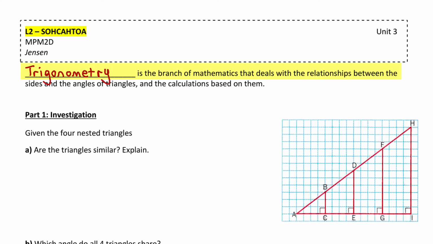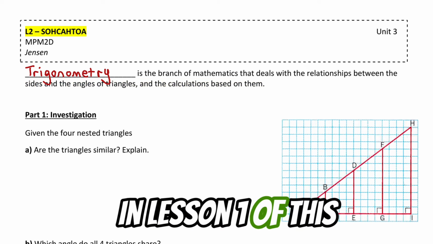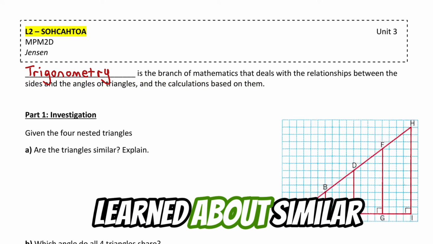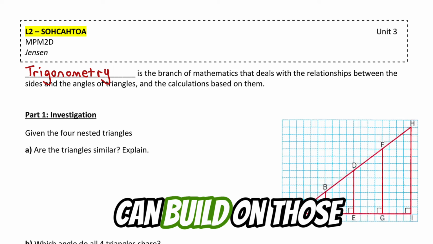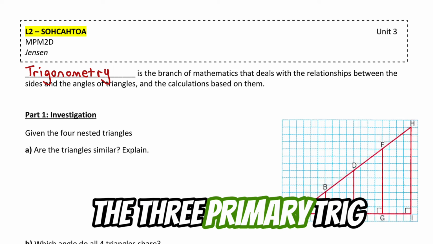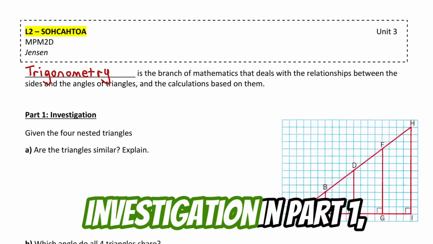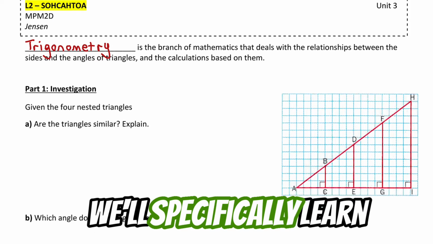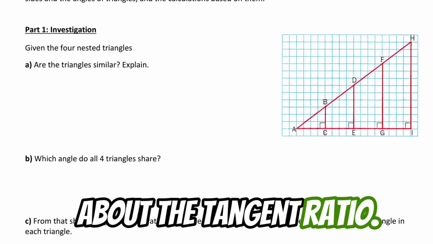Trigonometry is the branch of mathematics that deals with the relationships between the sides and the angles of triangles, and the calculations based on them. In lesson 1 of this trigonometry unit, you learned about similar triangles, and now we can build on those properties to learn about the 3 primary trig ratios. In this investigation, in part 1, we'll specifically learn about the tangent ratio.